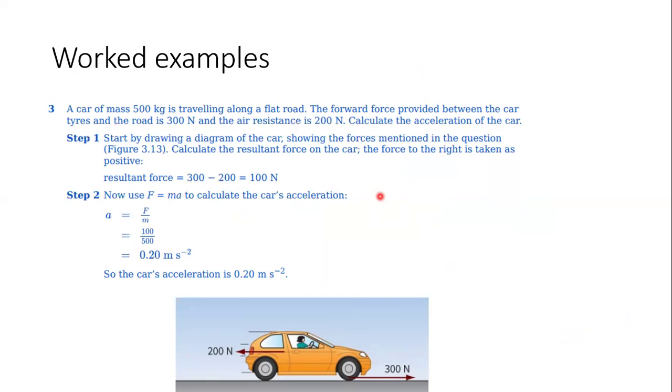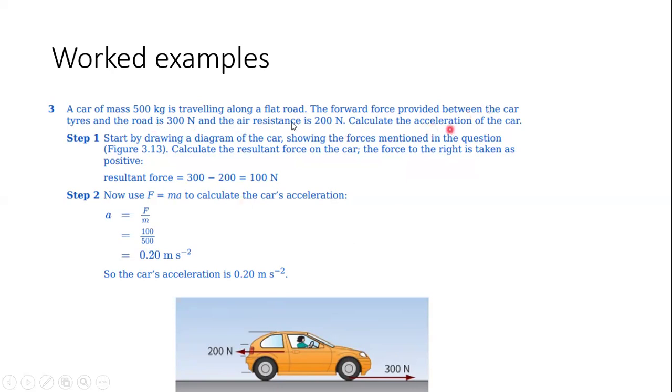So let's look at this question. A car of mass 500 kilograms is traveling along a flat road. The forward force provided between the car tires and the road is 300 newtons. You can see in this figure, to the right hand side, it is 300 newtons from the tires. And the air resistance is 200 newtons into the left hand side. Calculate the acceleration of the car.